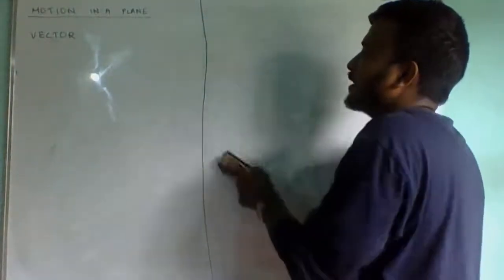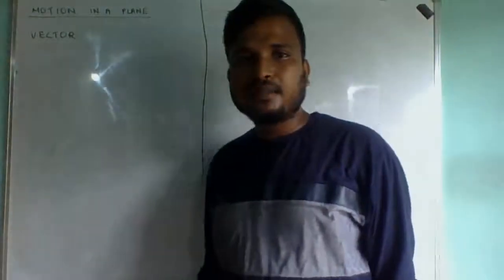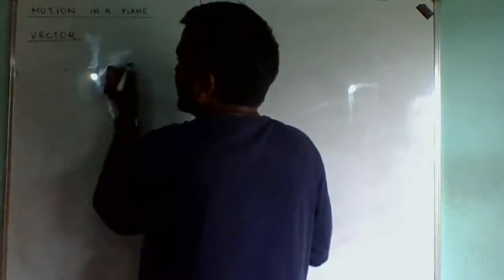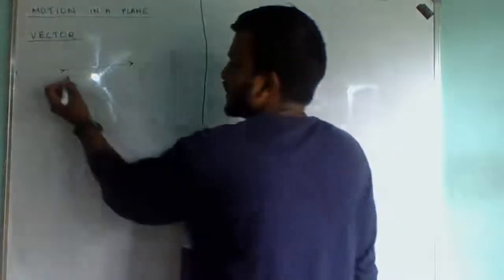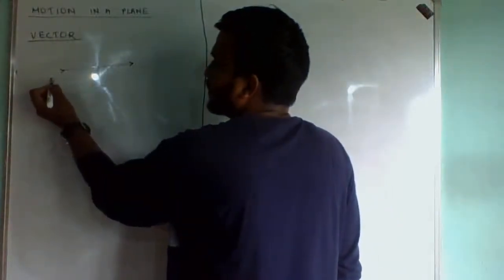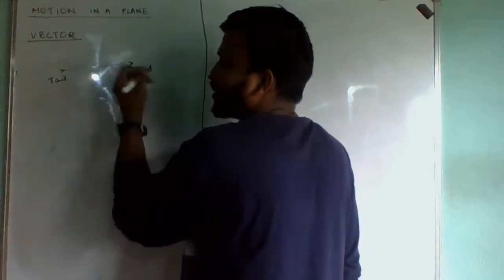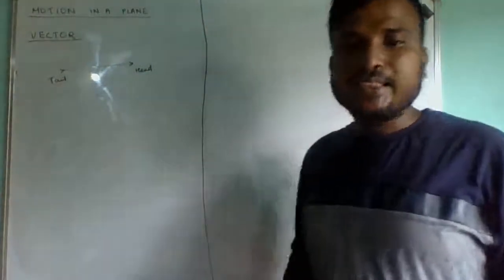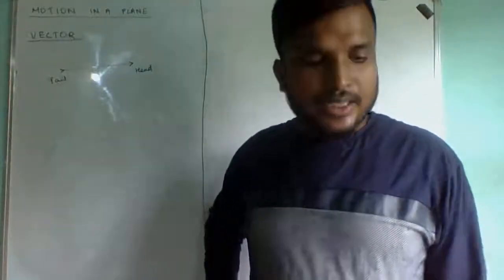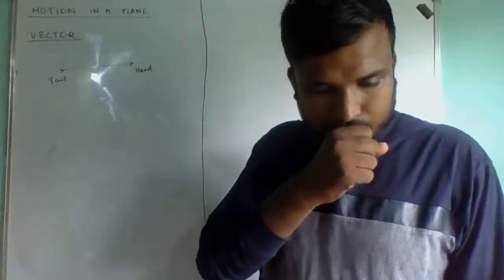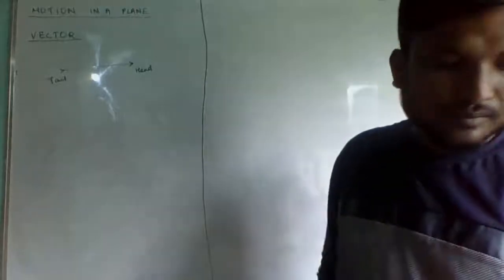Let us see some definitions and a little more concept in detail about vectors. Normally, we are studying how a vector is represented. A vector is represented by an arrow. In this arrow, this is called the tail, and this is called the head. The direction of the vector is from tail to head.